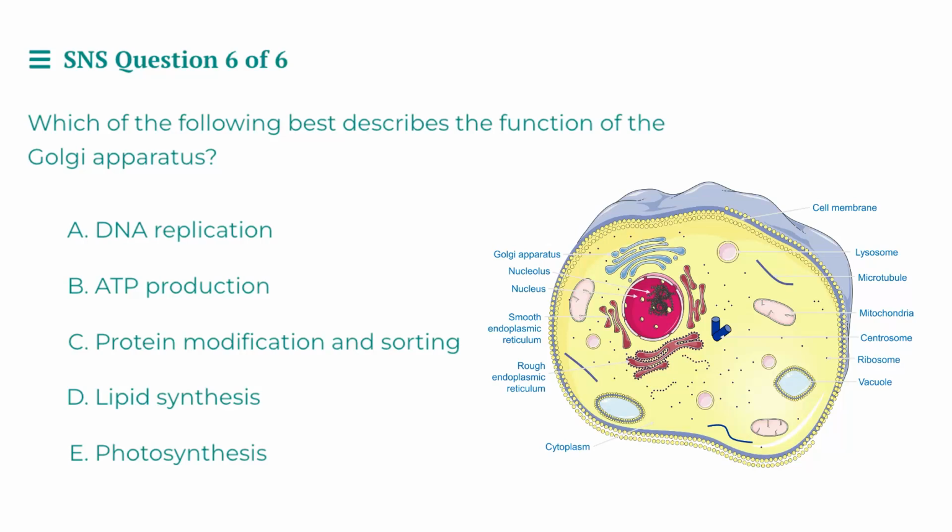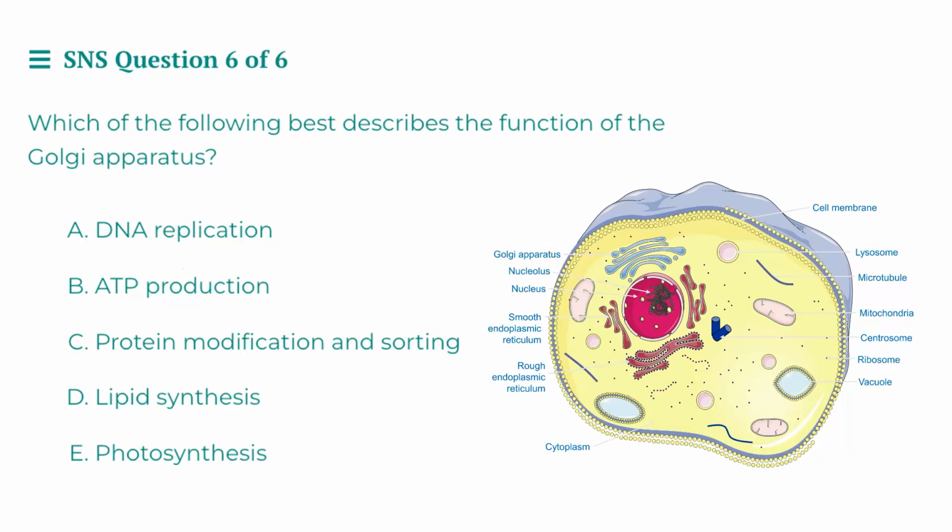So DNA replication occurs in the nucleus of the cell and not in the Golgi apparatus. So A, DNA replication, is not correct. But what about B, ATP production? Well, similarly, ATP production occurs in a different location within the cell. It happens in the organelle known as the mitochondria and is produced through cellular respiration. So this is not the role of the Golgi apparatus, and therefore B, ATP production, is not correct.